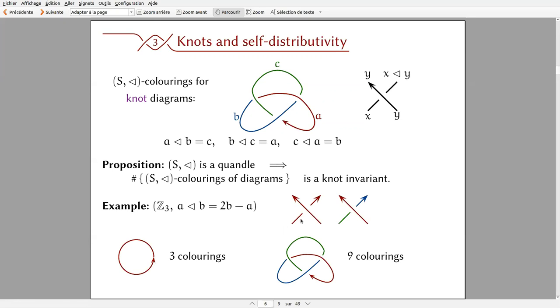A very simple example is the numbers modulo 3 with this very simple operation. On the level of colorings, it will mean that around a crossing, either all colors are the same or all colors are different. And you actually get the famous idea of Fox colorings, which is the easiest way to distinguish the trefoil knot from the unknot.